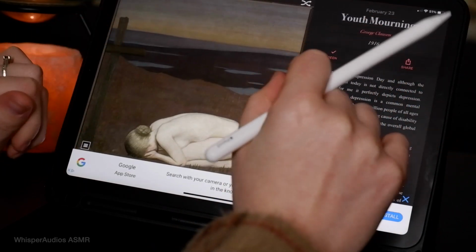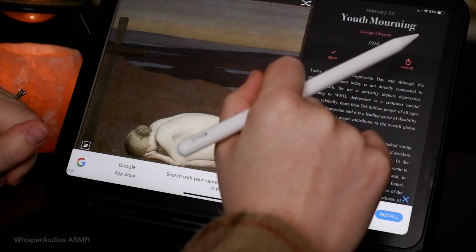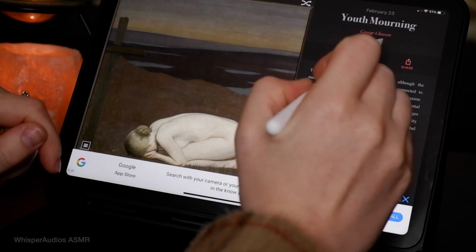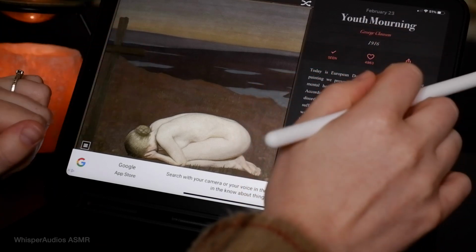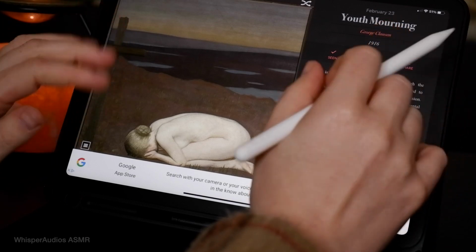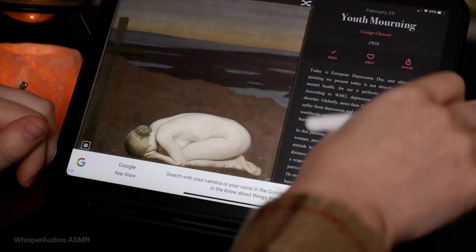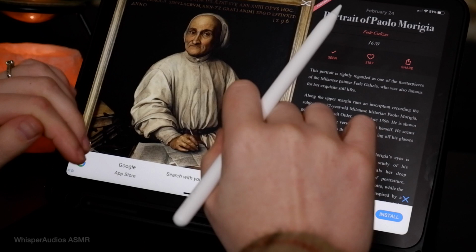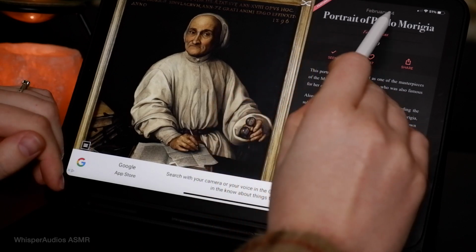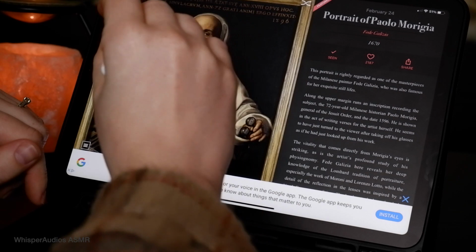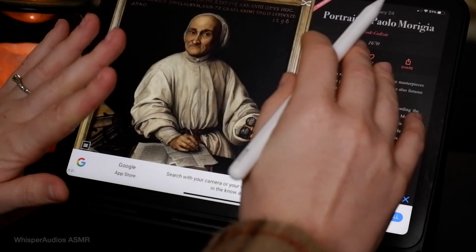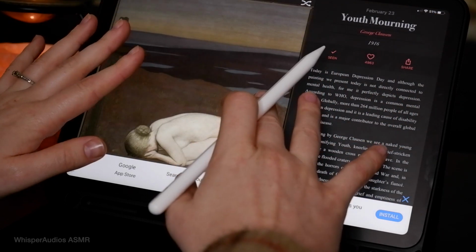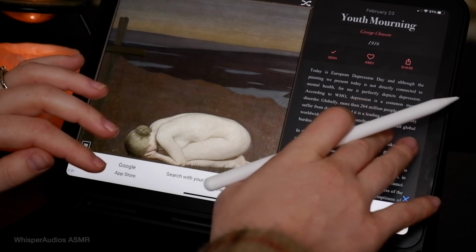This was the artwork that we looked at last time, and it was called Youth Mourning by George Clawson. So now we are going to be moving on to the next day. And I apologize because obviously today is not the 24th of February, it's actually the 26th, but we're going to be going in chronological order from where we left off, if that makes sense.